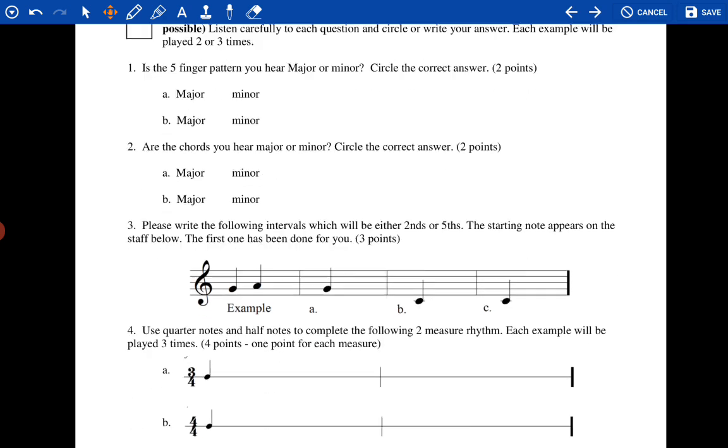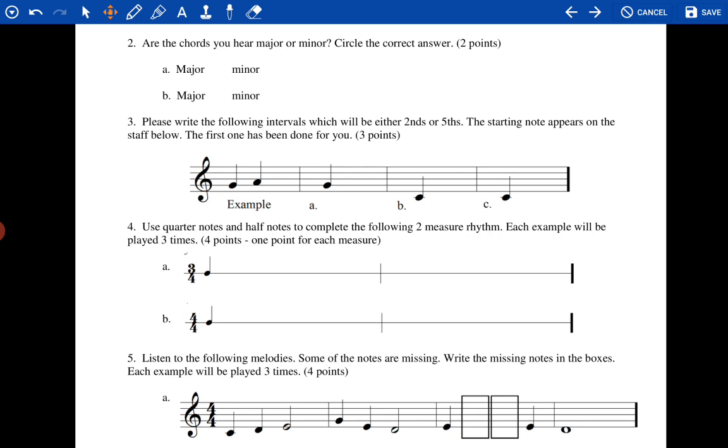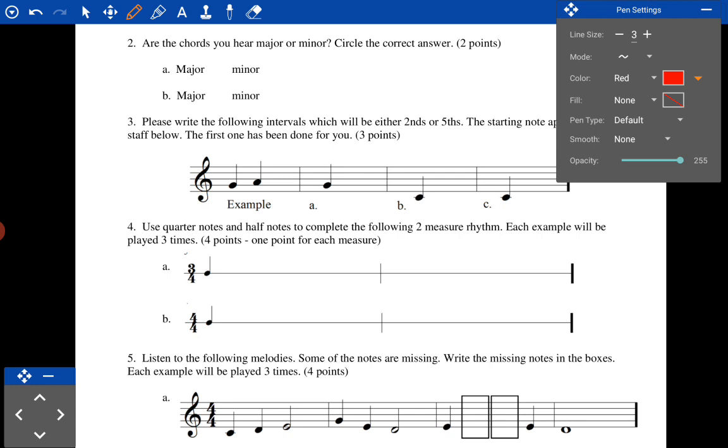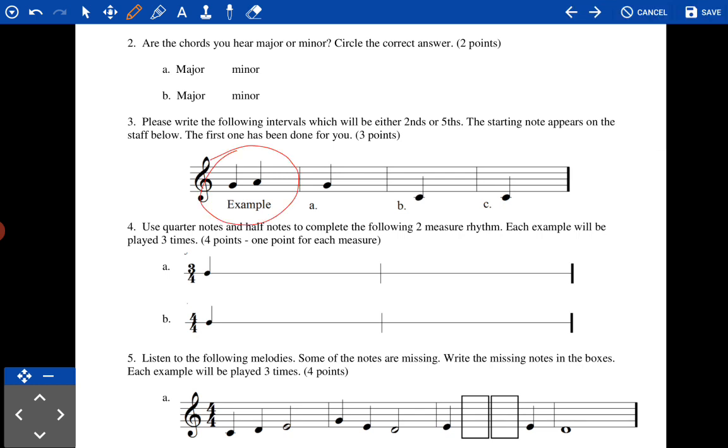Now we're moving on to number 3. It says, please write the following intervals, which will be either seconds or fifths. The starting note appears on the staff below. The first one has been done for you. In this example, you don't have to do anything because it's already done. If you look at the example, that's an interval of a second. Why? Because that's the next note.